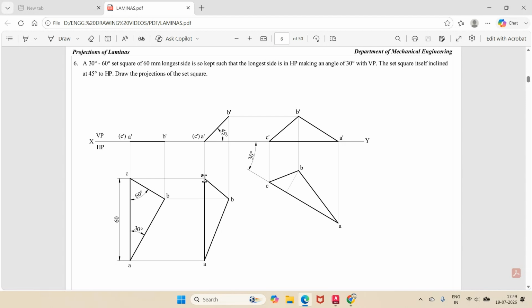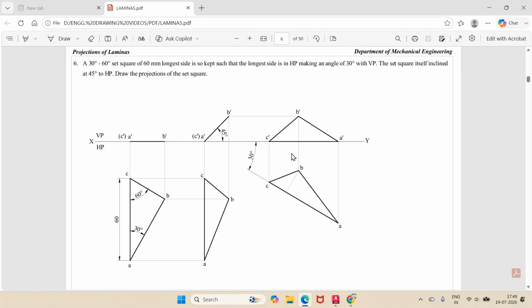What is the true length? Here it is 60 mm, here also 60 mm. So this is the one. Since it is in true length and the inclination given is also the true inclination, rewrite the same sketch by rotating at an angle of 30 degree with respect to VP and write the corresponding front view.